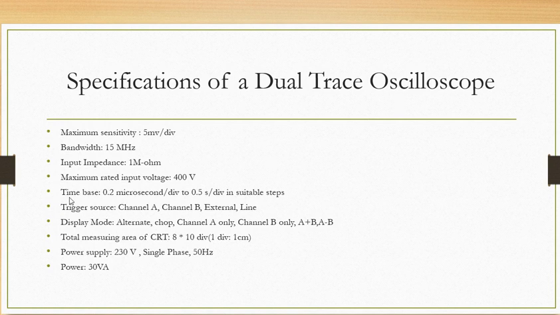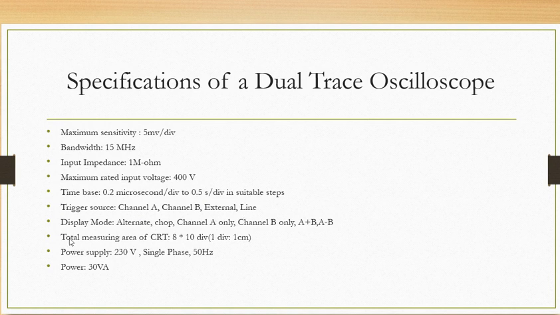Then if you see the time base, it has a time base of 0.2 microsecond per division to 0.5 second per division, as per your suitable range for your applications or the input signal that you have given. Then if you see the trigger source, you have 4 options that we have seen earlier. You can use either channel A or channel B for a trigger. You can use the external trigger, or you can use the line frequency for that as well.